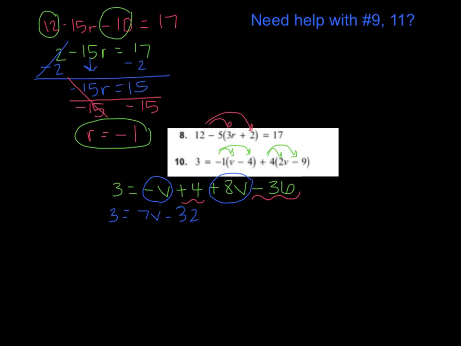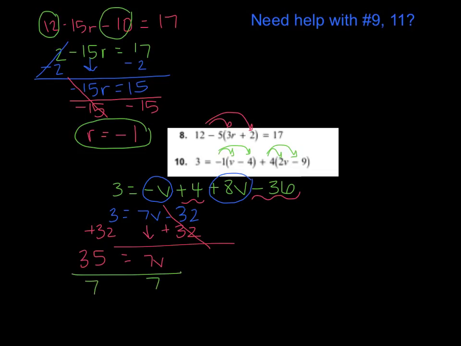Alright, so now I'm going to solve. That means start moving things around. So I'm using my inverse operations. The opposite of negative 32 would be positive 32. So I'm going to add 32 to both sides. Negative 32 and positive 32 cancel. I bring down 7v, and 3 plus 32 is 35. Then the opposite of multiplying by 7 is to divide. So I divide both sides by 7. 7 divided by 7 is 1v, and 35 divided by 7 is 5, which will give me my answer for my variable.